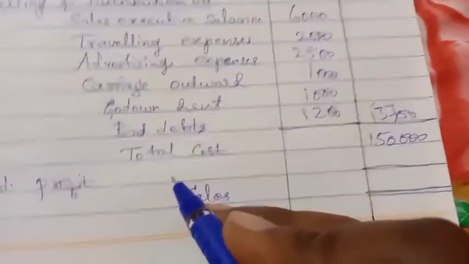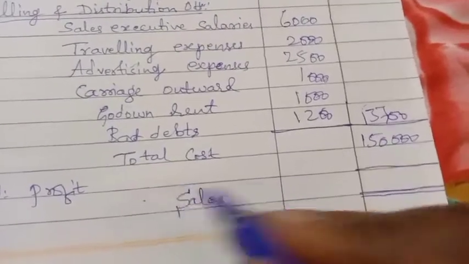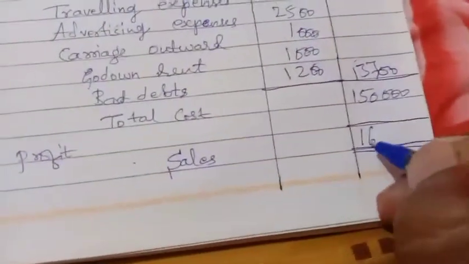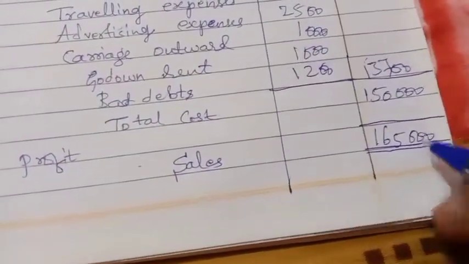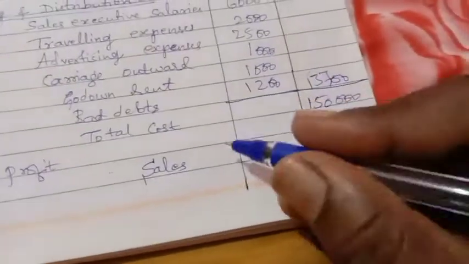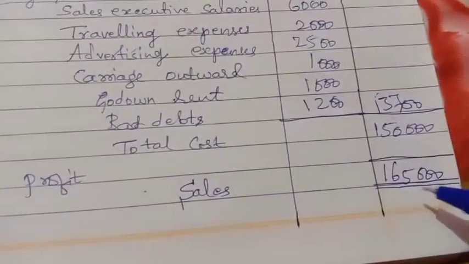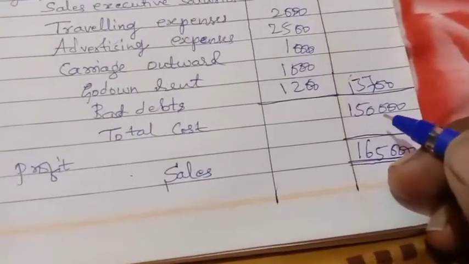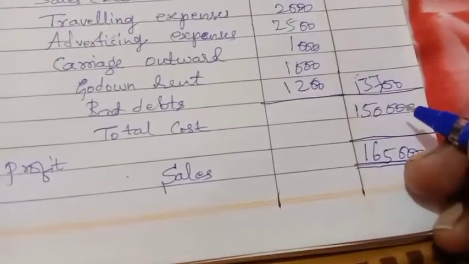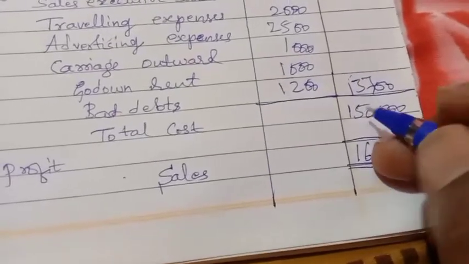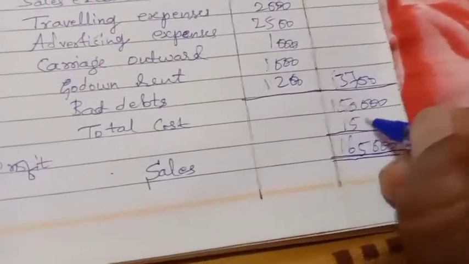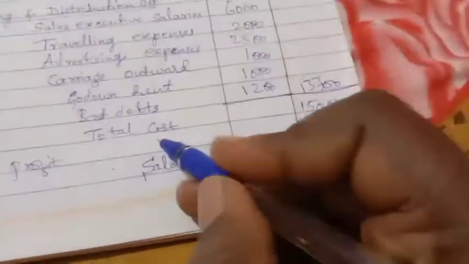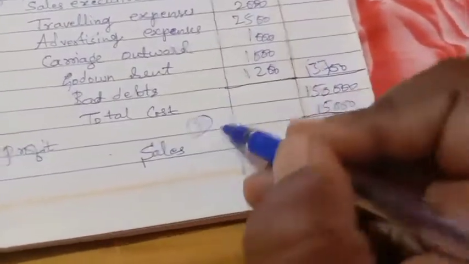Profit should be added, but profit information is not given. Instead they have given sales. Sales is 1,65,000. To get the profit, we have to subtract the total cost from sales. So 1,65,000 minus 1,50,000, the difference is 15,000. That 15,000 should be considered as the profit. Okay, so once again I'll explain.